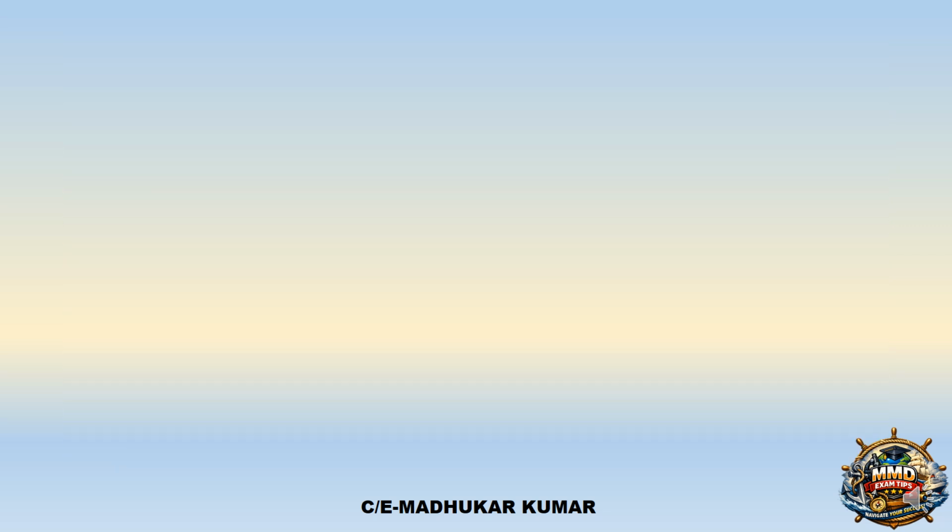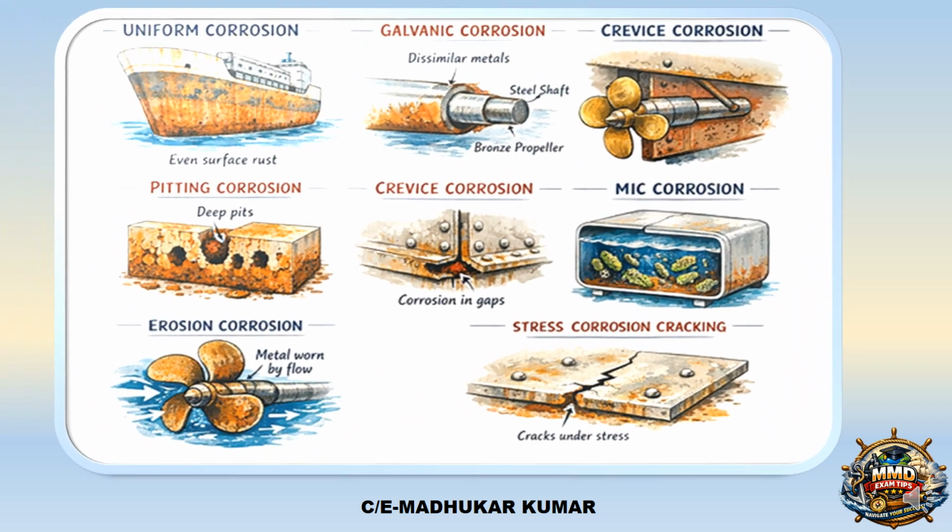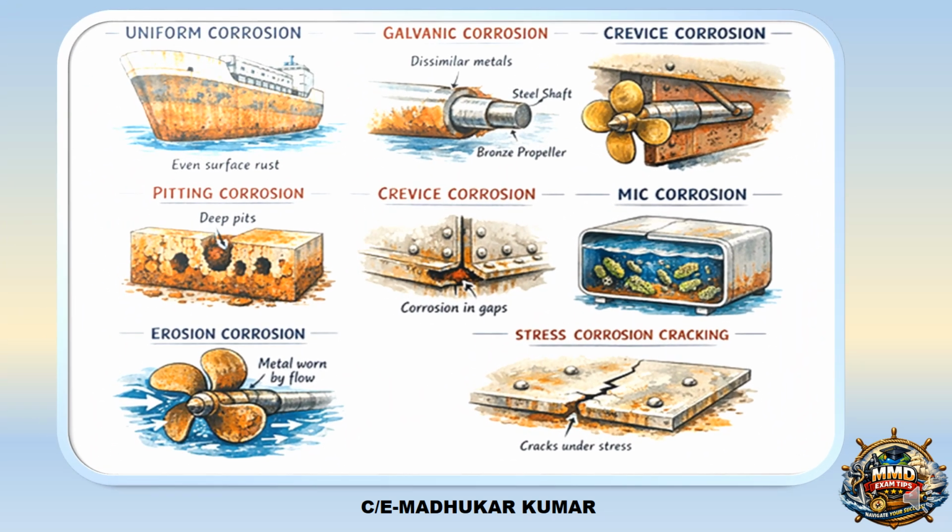Now you can see this is the photograph which was in the very first slide. I have already shown you uniform corrosion all around the ship. It is an even part. Galvanic corrosion: you can see the different dissimilar metals, as shown over here, the steel shaft and the bronze propeller. These are the two dissimilar metals. Similar examples are also there where we can have galvanic corrosion.